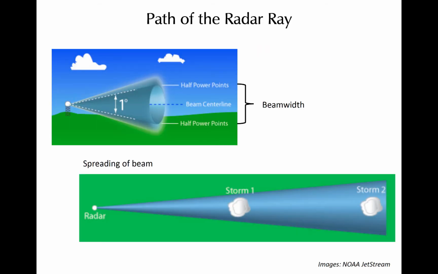When designing scan strategies, we consider the beam width of the transmitted signal as well as the spreading of the beam. Recall that the beam width is defined as the angle that contains the half power points of the antenna gain function at the center of the main lobe.